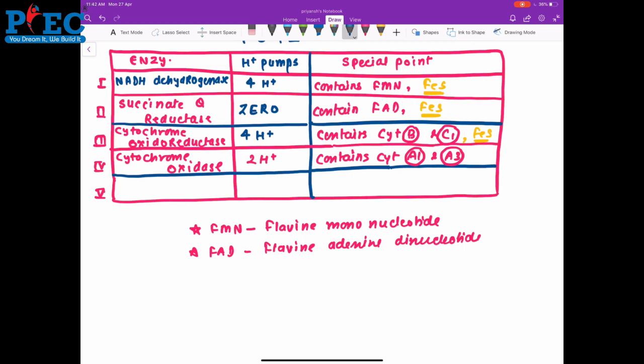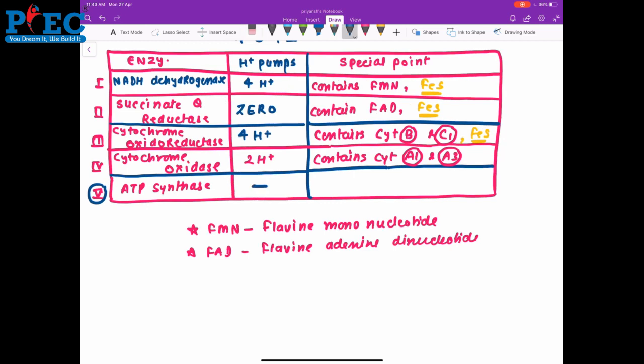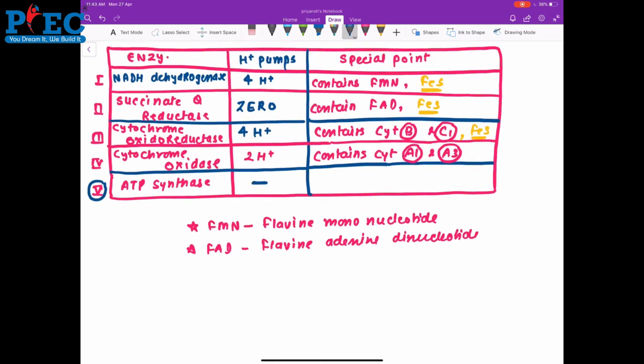Now coming to complex 5, which has a funnel-shaped structure and generates the ATP. The name of complex 5 is ATP synthase complex. It does not pump any hydrogen to the intermembrane space. It has a tunnel, so all the hydrogen ions will come back via this tunnel. This complex 5 is made up of two subunits, called F0 and F1.